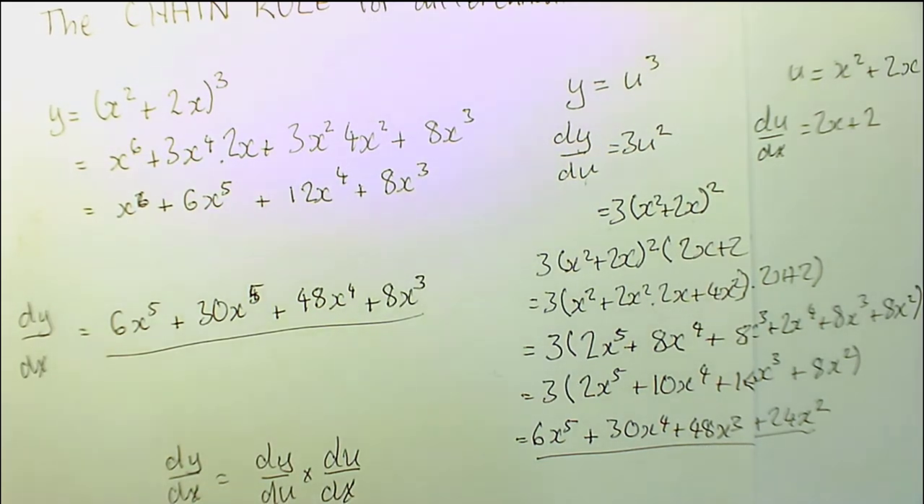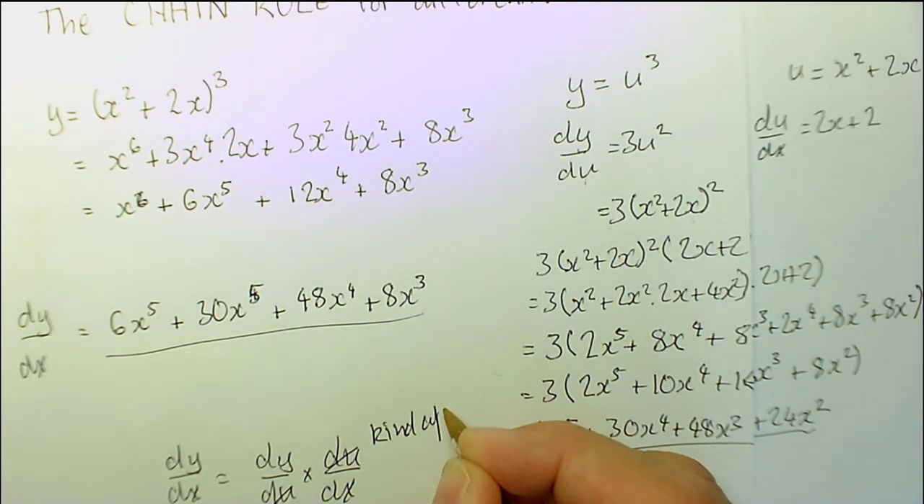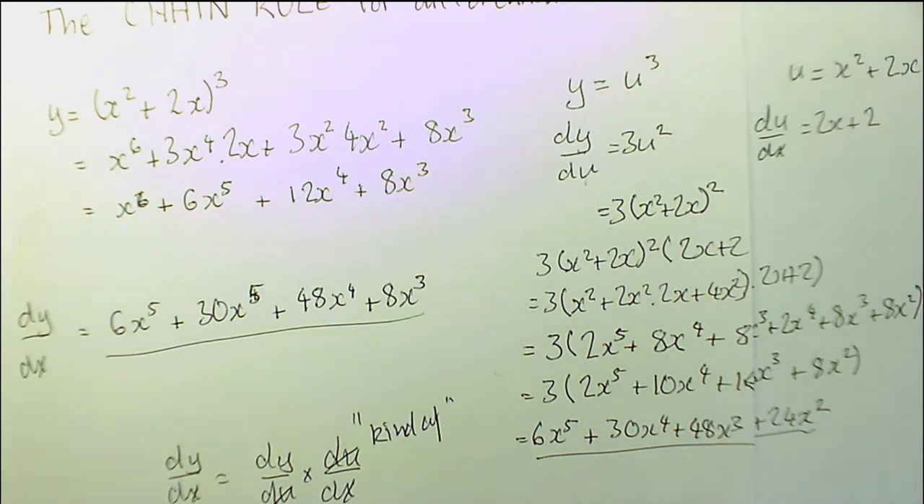And this always works. It's almost as if those du's kind of cancel out. Well, they do kind of cancel out, but please do not conclude from this that derivatives are fractions. They are not. But this is what we mean by the chain rule for differentiation. dy by dx is equal to dy by du times du by dx, and this is the way we differentiate functions of functions.